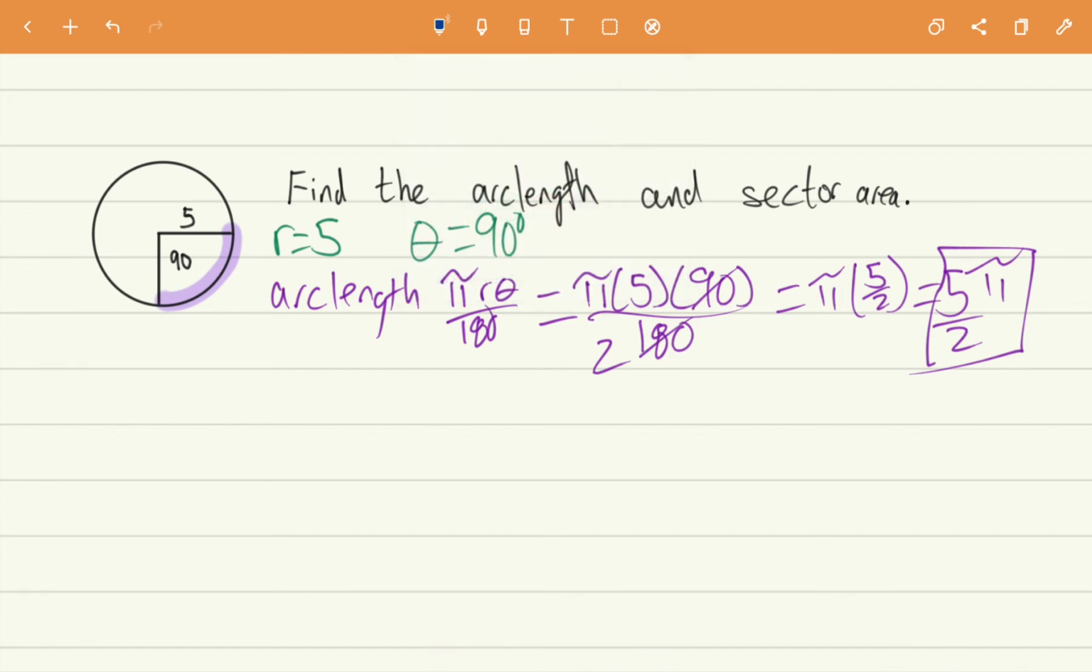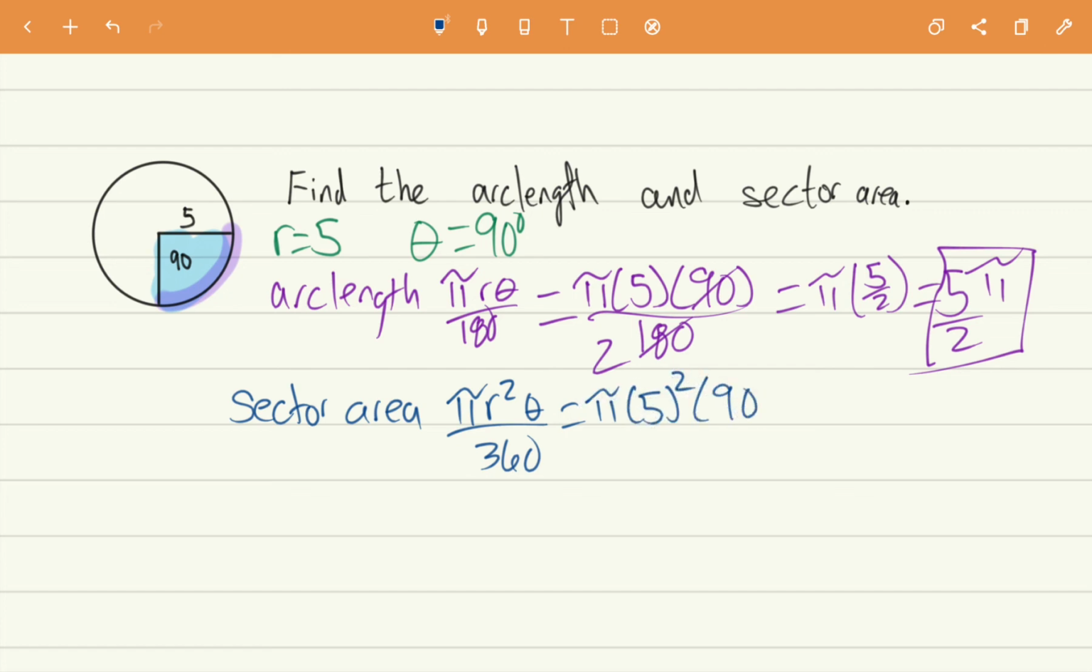And last but not least, our sector area. Sector area is the space inside. I said arc length, I meant sector area. So we get pi times 5 squared times 90 over 360. This cancels out to give us a 4 on the bottom, and 5 squared is 25. So we have pi times 25 over 4.